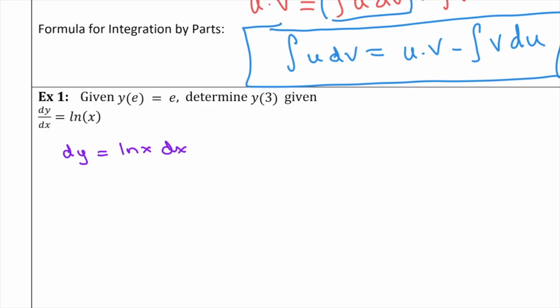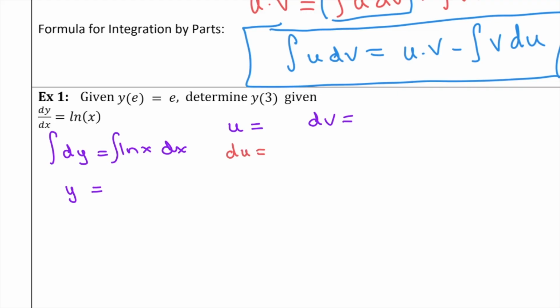Now, if I integrate both sides, I know that the antiderivative of dy is y, so that's nice. Equals. I'm back where I started. Look at that. That's funny. All right, so I still have the natural log of x dx. Now, we're going to pick out something to call u and something else to call dv. So when you pick out your u value, you want to find something that is easy to find the derivative of.